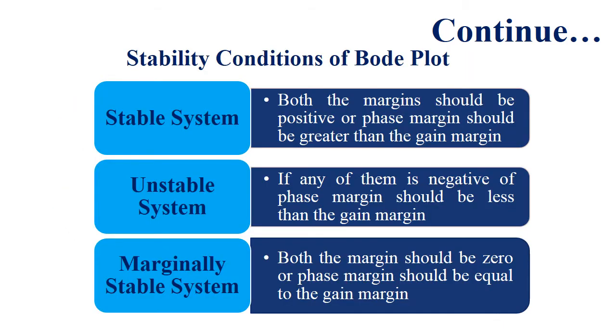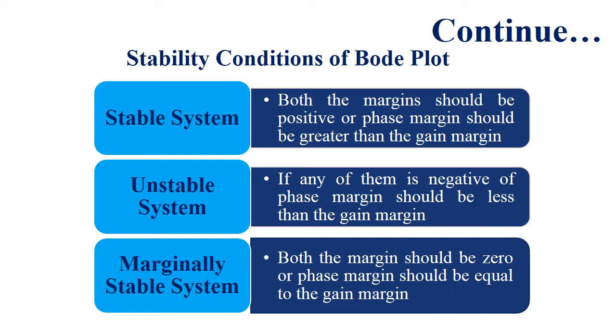Here are the stability conditions for both plots. A system is stable if both the margins, phase margin and gain margin, are positive, or the phase margin is greater than the gain margin. A system is unstable if any of them, meaning the phase margin or the gain margin, is negative, or the phase margin is less than the gain margin.